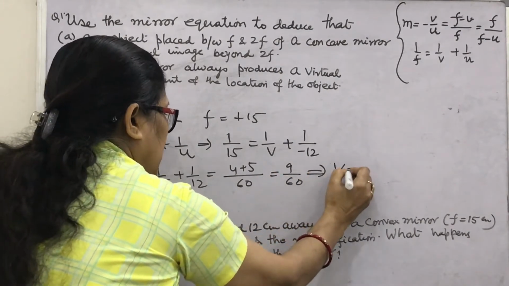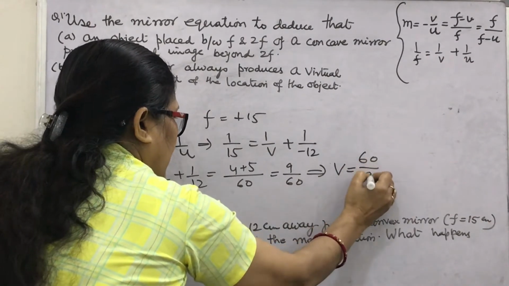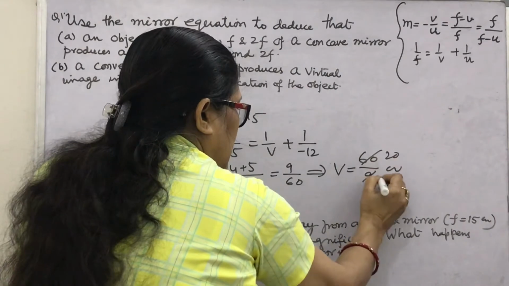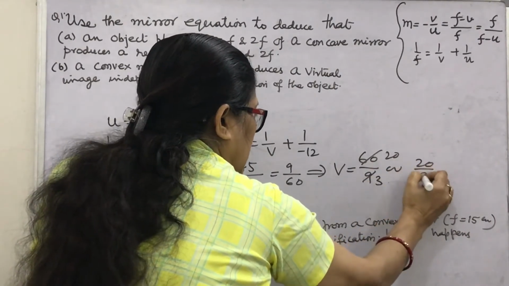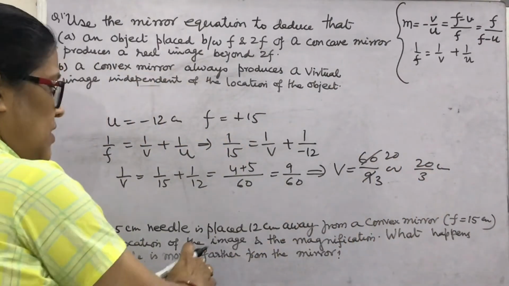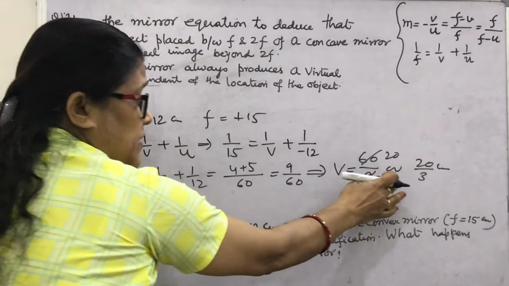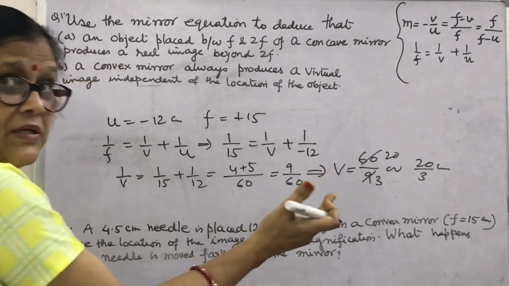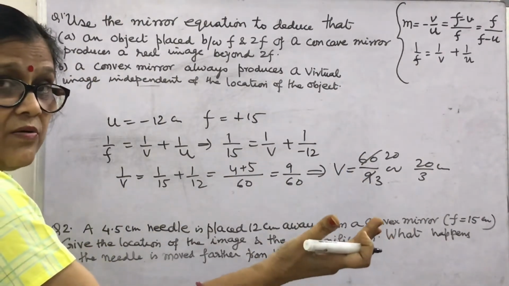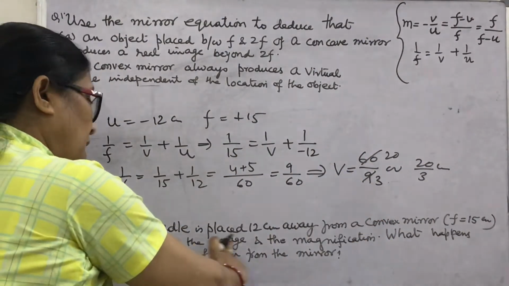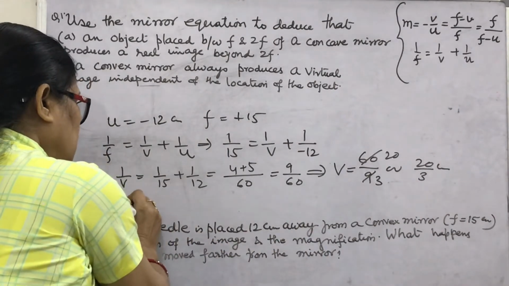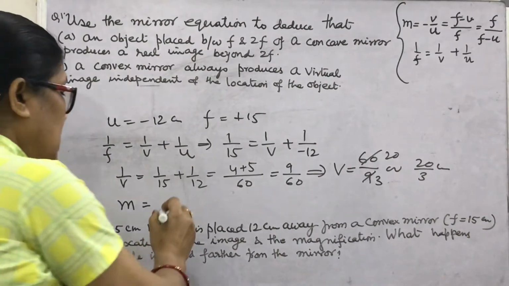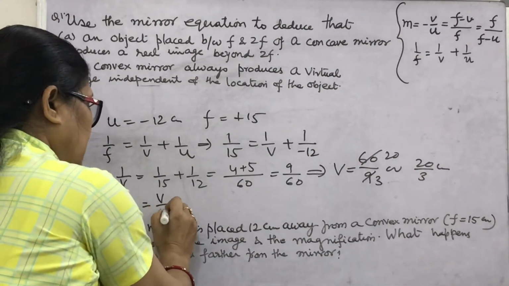That means V is 60 upon 9, or you can write it as 20 by 3 centimeter. Okay, 20 by 3, it means less than focal length. Where is the image found? Behind the mirror. Look, magnification. You know a virtual image is obtained, then what will you write for M? M will be written as V by U.